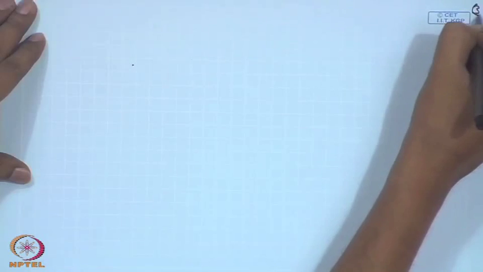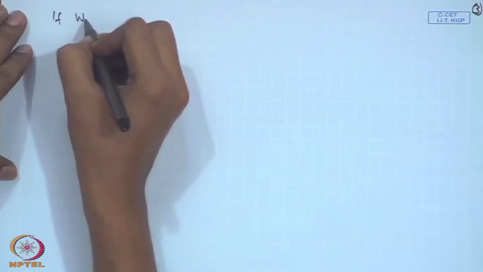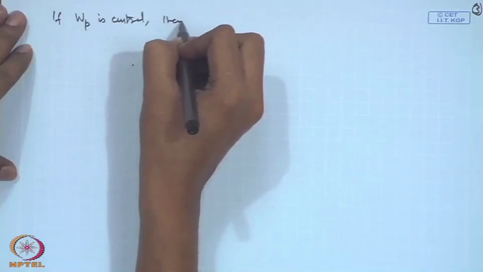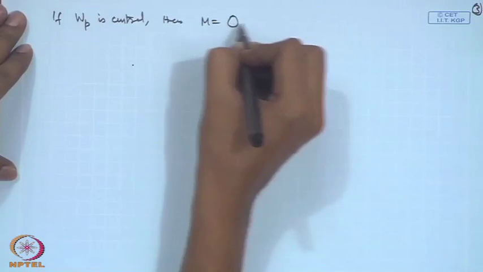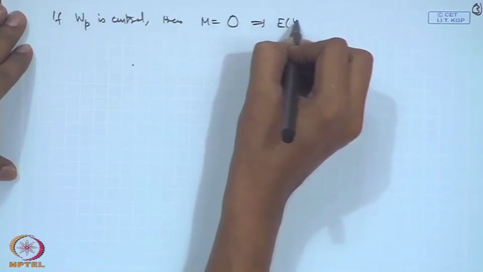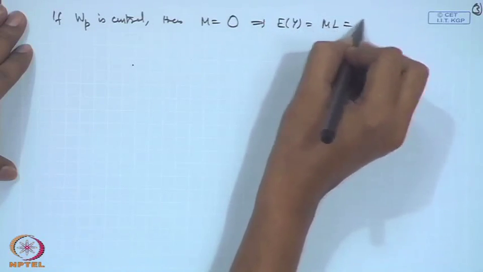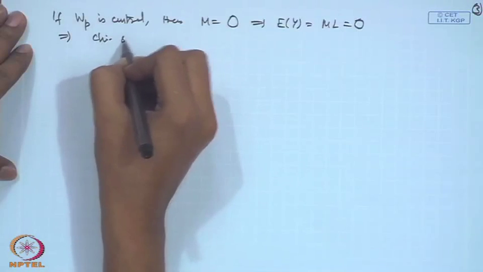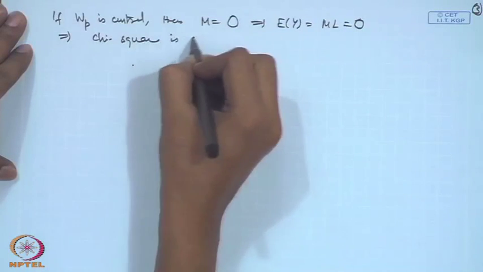Let us write that also. If Wishart is central, then M is a null matrix. This implies expectation of y is M L, that is 0. This implies chi square is central.